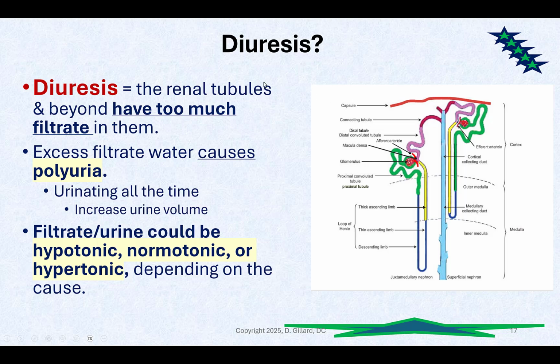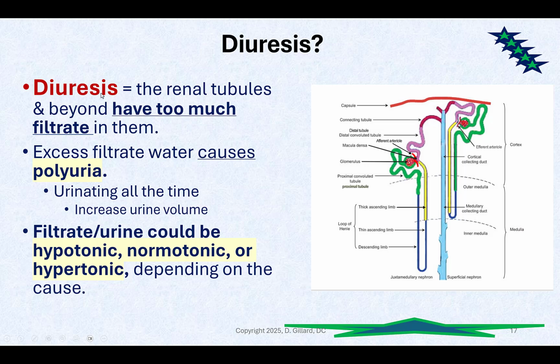All right, backing up, I think we covered this already, but diuresis, that means water, urine. So you've got too much water in the urine, a watery type urine. So the renal tubules and beyond have too much filtrate in them. It's usually water heavy. The excessive filtrate water causes polyuria. Poly means too much. Urea means going to the number 2, pee. So too much pee, polyuria.